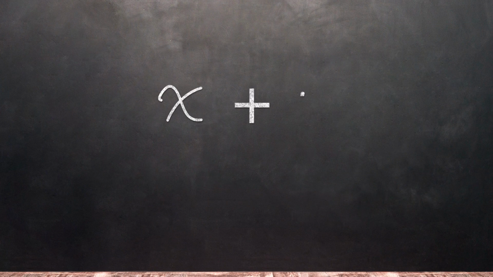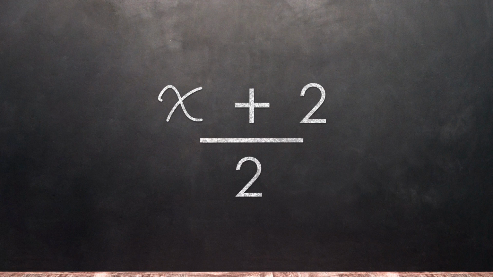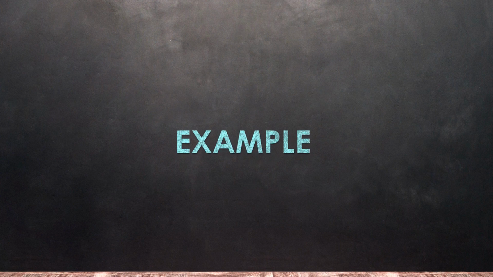In order to completely cancel the 2 in the denominator, all of the other terms in the numerator need to be divisible by 2. Since x isn't divisible by 2, we can't cancel anything out. Now, let's look at an example of when we can cancel.